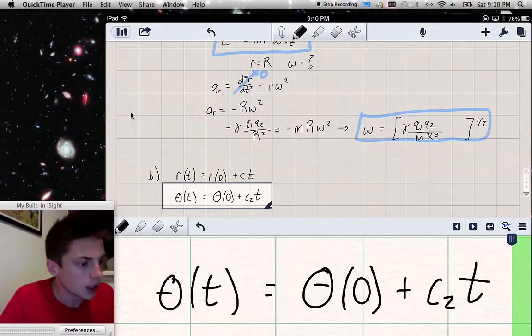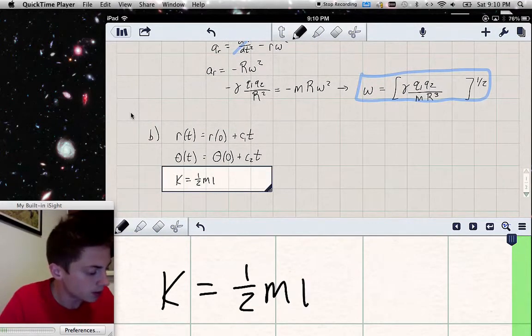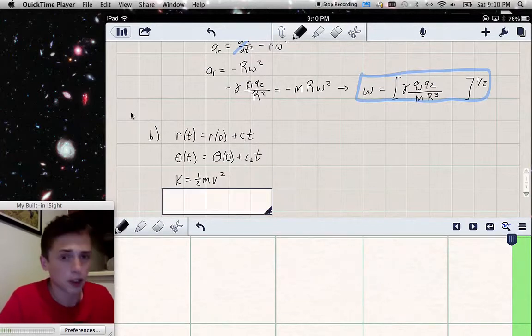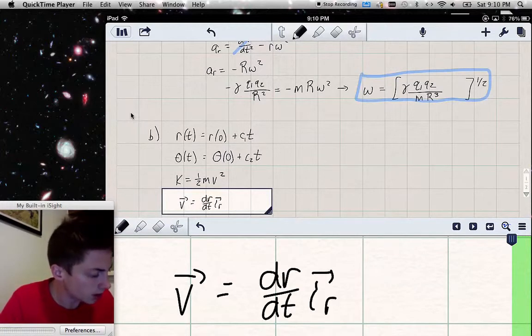Okay? C1 and C2 are known, as well as theta 0. Okay? R0 is also known. What would be the kinetic energy of the electron? Kinetic energy is equal to 1/2 mv squared. Let's write v in polar coordinates since this is a polar problem. v is equal to dr/dt i_r plus r omega i_theta.